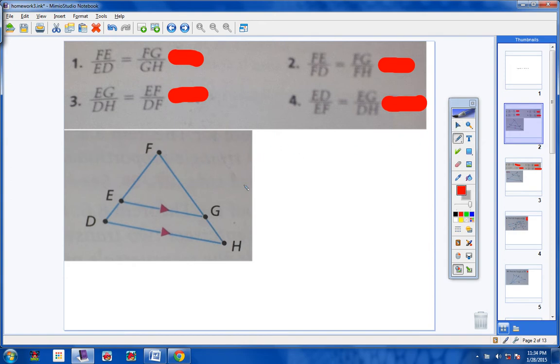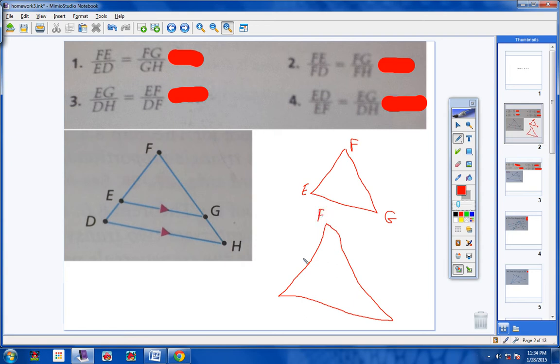Alright, here we go. I think it would help before we get started to go ahead and copy the little triangle. Let's copy the little triangle like this very quickly. F, E, G, and the big triangle then also. F, D, H.